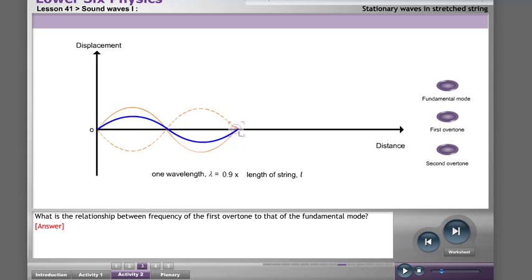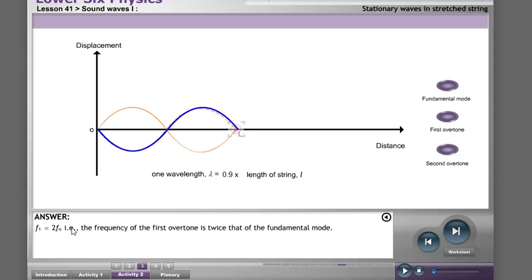What is the relationship between frequency of the first overtone to that of the fundamental mode? Answer: F1 equals 2 times F0, that is, the frequency of the first overtone is twice that of the fundamental mode.